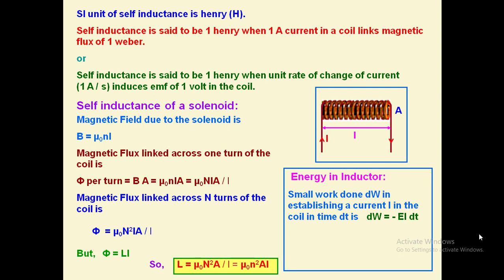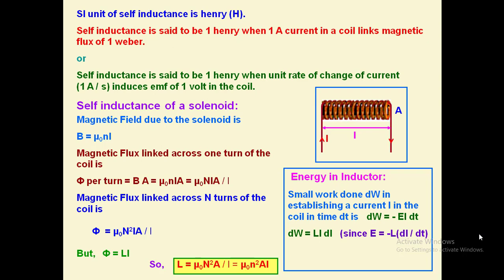Now here comes a question, sir, where did we get this formula minus E I dt? Actually, if you remember the work done in case of heat, so what is heat? VIT. So what is V there? Voltage. So here we are going to take it as EMF, E. I means current. Current already we have, dt means time. So VIT can be written as EIT.